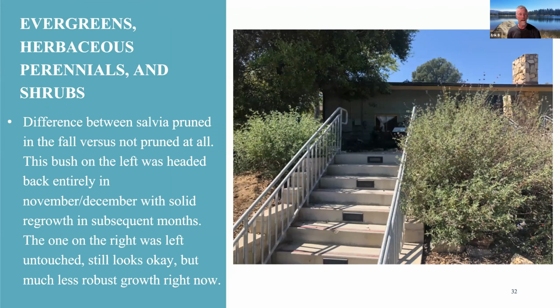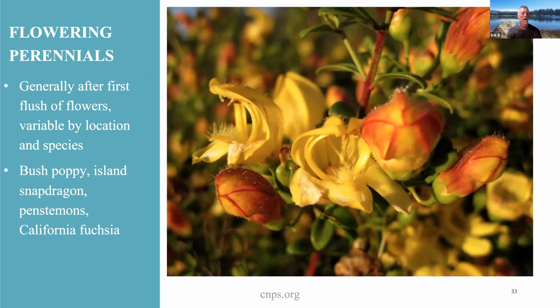Okay. Flowering perennials. Generally after the first flush of flowers, variable by location and species: bush poppy, island snapdragon, penstemons, California fuchsia. Again, sometimes you can get a regrowth or a second bloom on some of these flowering perennials. Just when those first flowers start dying, you can head them back to get that energy going again, and you can get a second bloom sometimes.